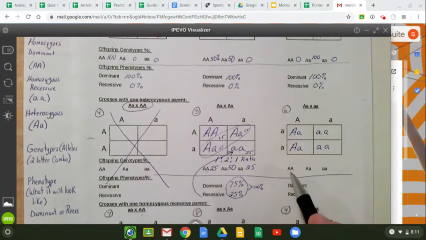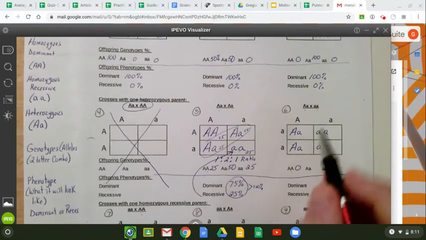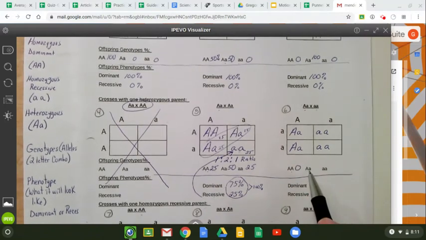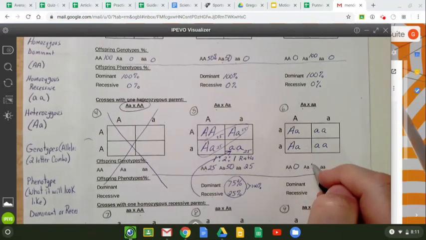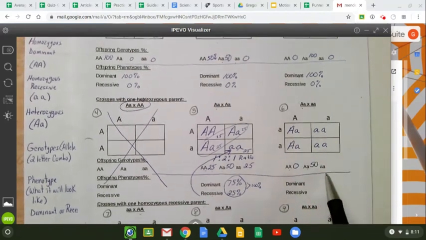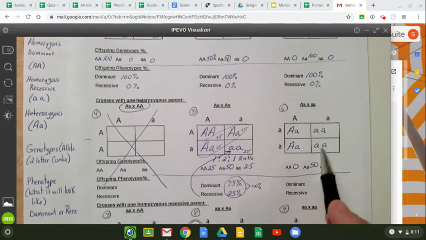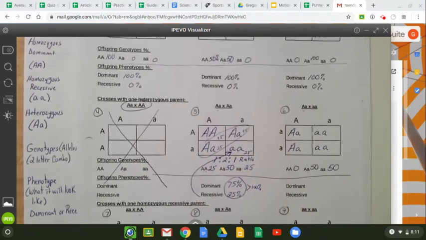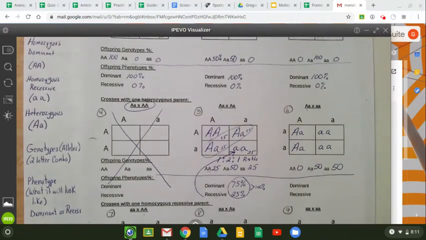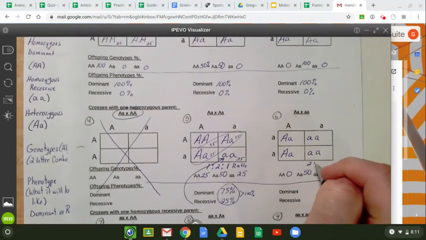All right, so genotype percentage. What do we see here for homozygous dominant? I don't see any. How about for heterozygous? Well, I see 2 out of the 4. 2 out of 4 is 50%. And then what do I see for homozygous recessive? Well, I see 2 out of the 4 boxes. That's also 50%. So if we wanted to do a ratio, I could say that it is a 2 to 2 ratio.